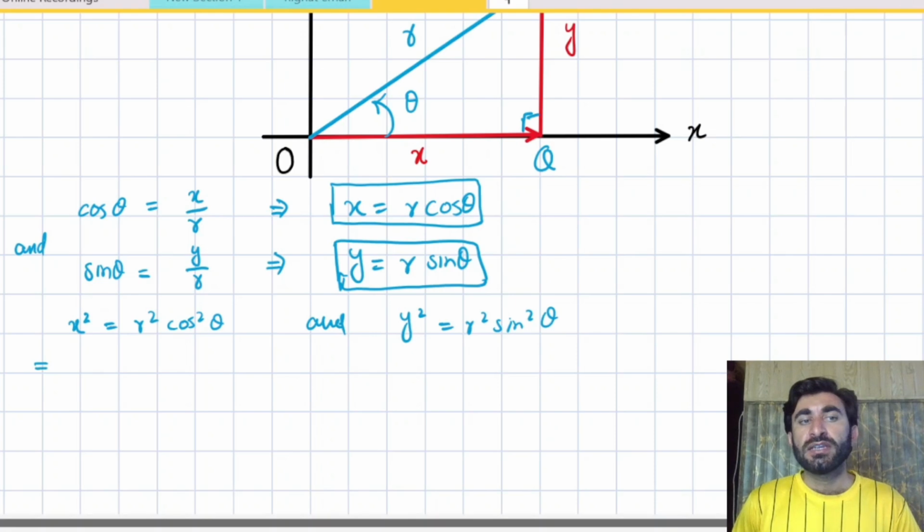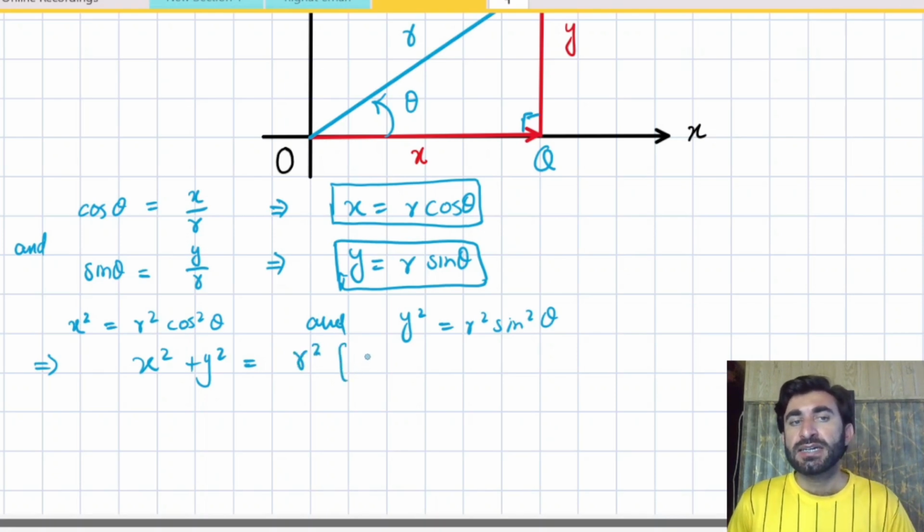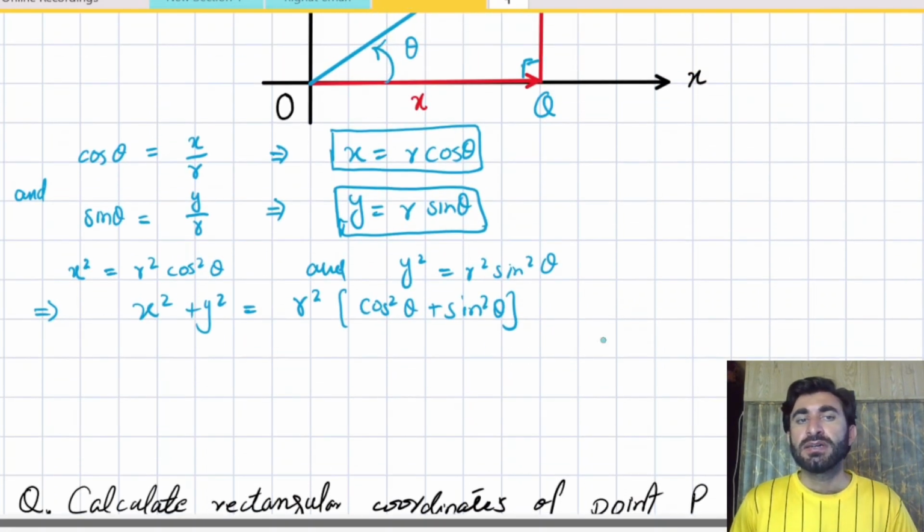Now add the two values and you will get x square plus y square is equal to r square, which is common in the two terms, so I take it out and write it as cosine square theta plus sine square theta, and that is our trigonometric identity. We know that this equals 1.